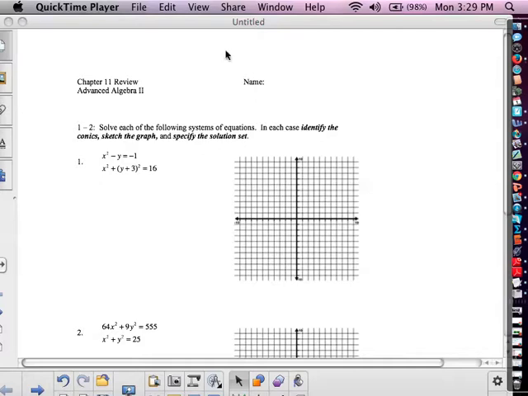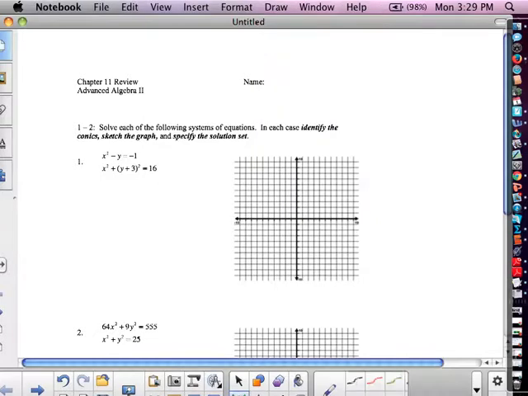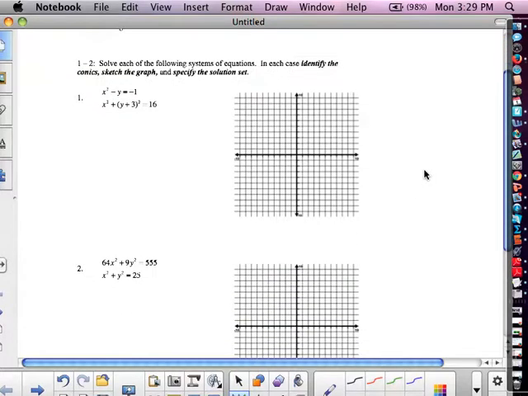Okay, let's take a look at the Chapter 11 review for Advanced Algebra 2. Hopefully this will help some of you who are struggling a little bit with how to do some of these types of problems. If we look at the first one, that's a system of equations. Sketching the graph helps you understand the solution that you get algebraically and helps you actually understand if you have an extraneous solution. So if we look at the first one, x squared minus y equals -1.